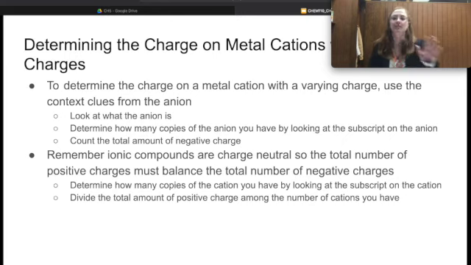I know this seems vague. I know this seems like it doesn't make sense. I'm going to talk you through it. We're going to do some examples, I promise, okay? So the idea here is determine the total amount of negative charge. That is how much positive charge you have. Split that positive charge among every cation you have, however many copies of it you have, and that's the charge on one of your cations, okay?